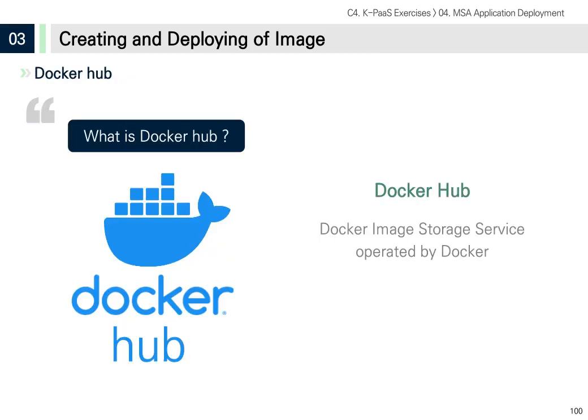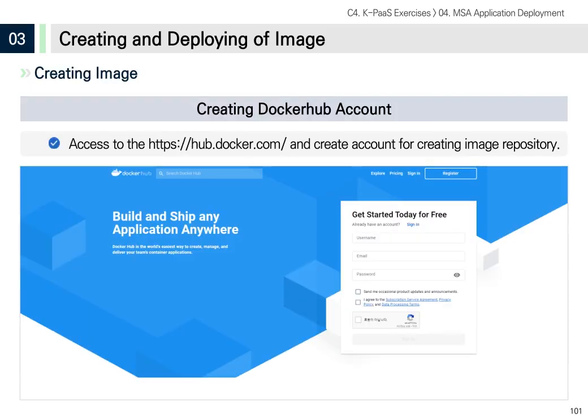This positioning of each WAR file completes the file preparation for image creation. Docker Hub is a Docker image storage service operated by Docker, and it is used as an image repository to create and push images. Docker Hub has over 100,000 container images from software vendors, open source projects, and communities. Now let's practice creating and deploying images with this Docker Hub. Create an account, then log into Docker Hub to create an image repository.